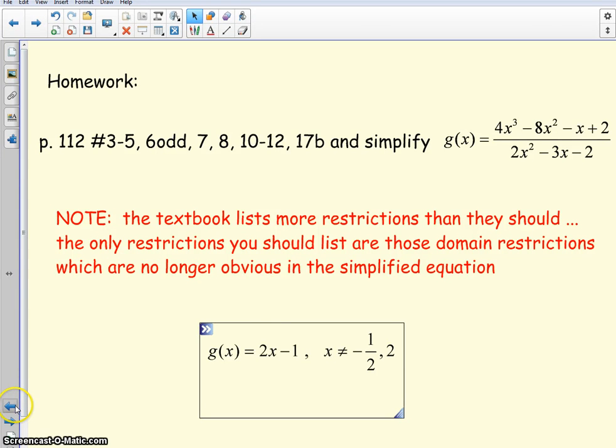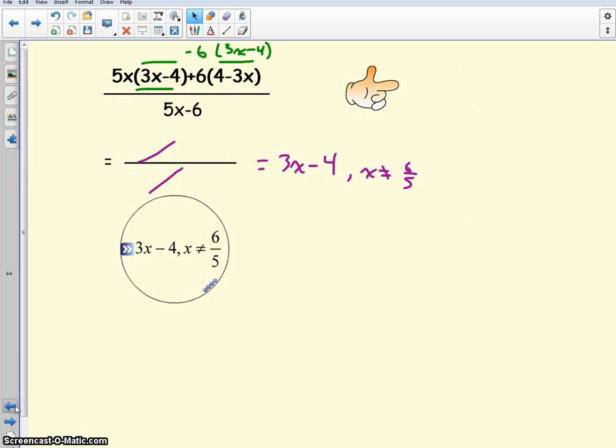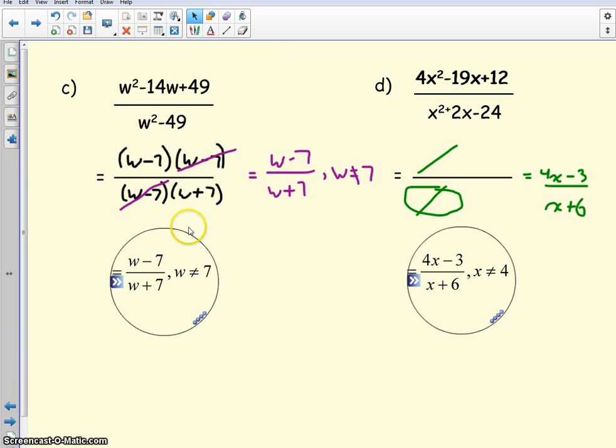Just to illustrate that with an example, in a situation like this one right here, the textbook will write out both. The textbook will say that in this case w can't be 7 or negative 7. If you do that, I will mark it wrong. The only one I want you to write here is positive 7, because that's the one that's no longer clear from the final answer.